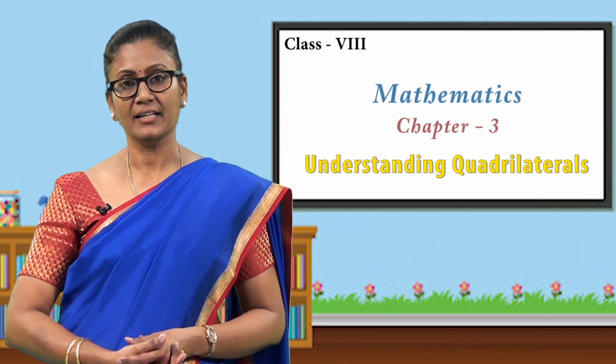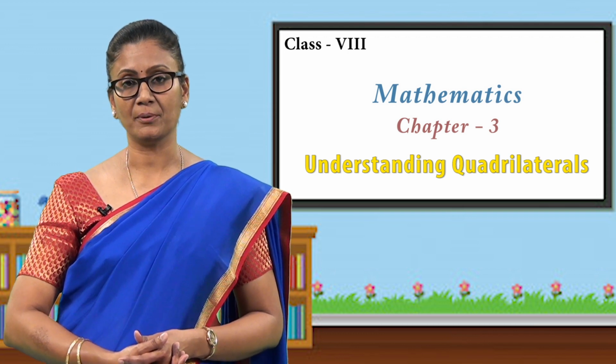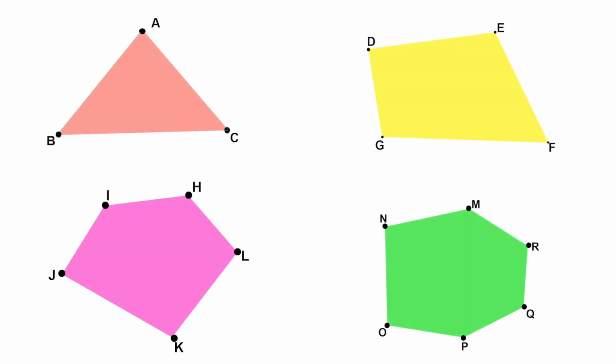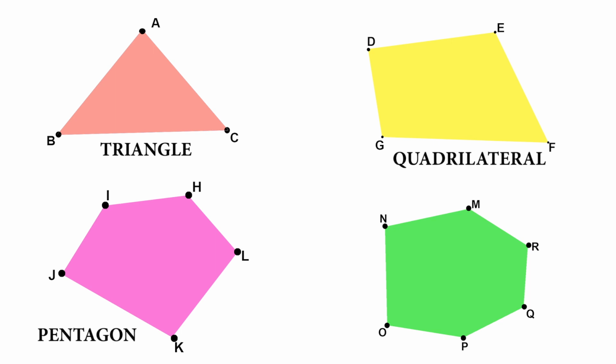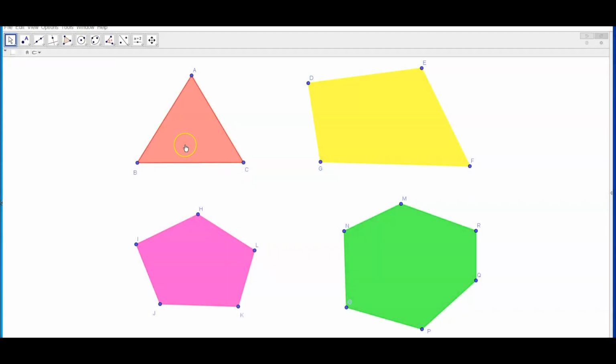Now, let us find a simple method to find the angle sum property of any n-sided polygon. To find the angle sum property of any n-sided polygon, we have four polygons taken here: the triangle, the quadrilateral, the pentagon, and the hexagon. Now, we are going to use the idea of splitting the polygon into smaller triangles. So, to start with, let us try to recall the angle sum property of this triangle ABC. We know that the interior angles of a triangle sum up to 180 degrees.